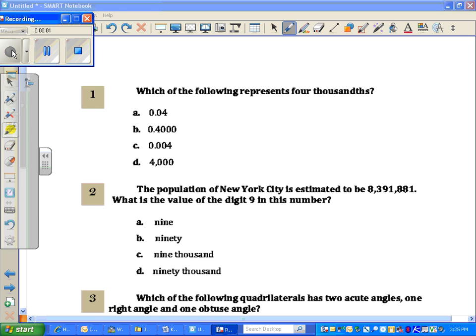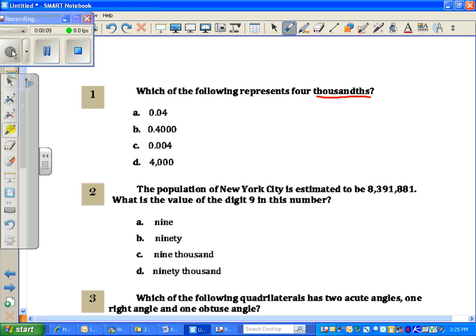Number 1. Which of the following represents 4 thousandths? Thousandths tells me I have a decimal. So I'm going to start by putting a decimal. And since it says 4 thousandths, I know it needs a 4. Thousandths, let me think. Decimal, tenths, hundredths, thousandths. It's 4 thousandths. 4 goes in the thousandths place.